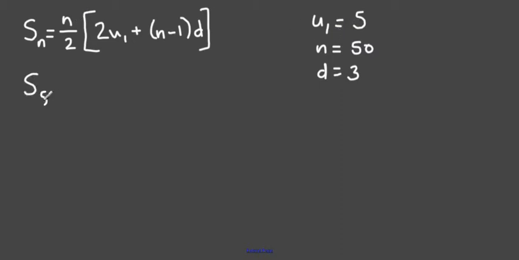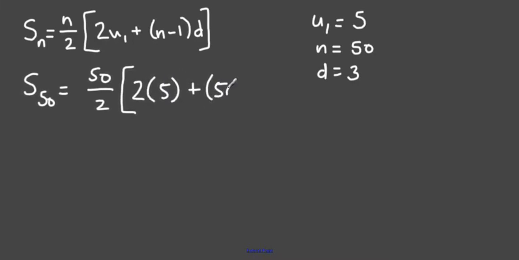So the sum of the first 50 terms is going to be 50 divided by 2, with 2 times the first term, which is 5, plus 50 minus 1 times 3. Then work through it very carefully. Before you put it into your calculator, I would recommend simplifying a little bit so that you don't have so many brackets and numbers to put in.